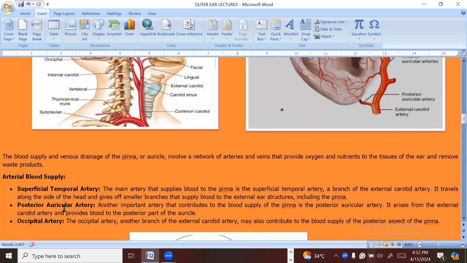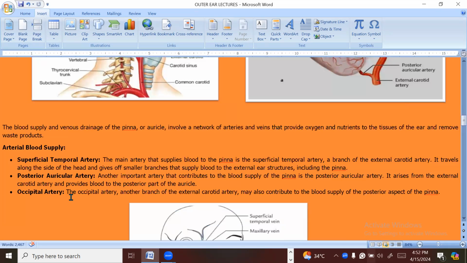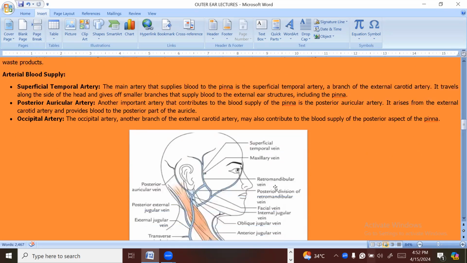Then another artery is the occipital artery, which is also another branch of the external carotid artery. It also supplies the pinna with blood.